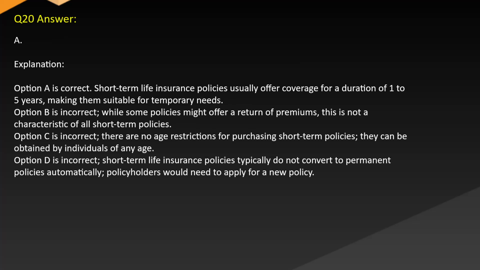Answer A. Explanation. Option A is correct. Short-term life insurance policies usually offer coverage for a duration of 1 to 5 years, making them suitable for temporary needs. Option B is incorrect. While some policies might offer a return of premiums, this is not a characteristic of all short-term policies. Option C is incorrect. There are no age restrictions for purchasing short-term policies. They can be obtained by individuals of any age. Option D is incorrect. Short-term life insurance policies typically do not convert to permanent policies automatically. Policyholders would need to apply for a new policy.